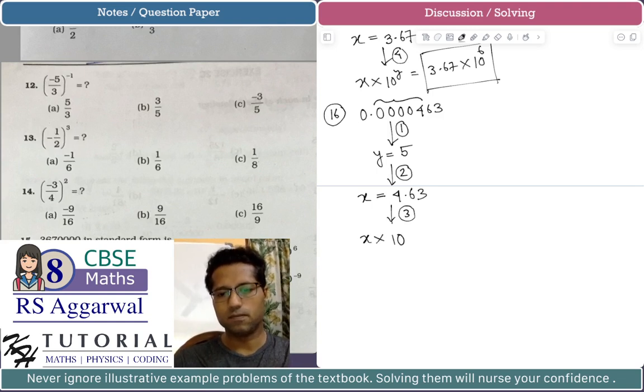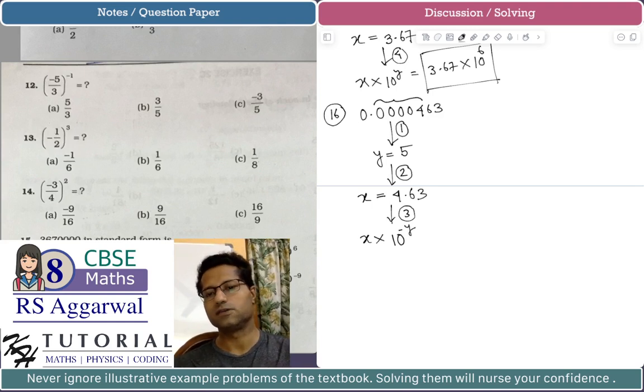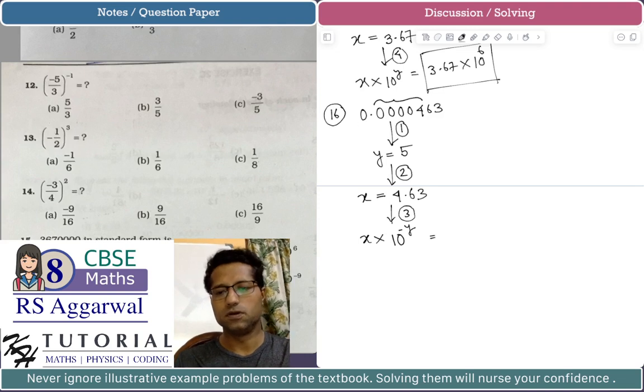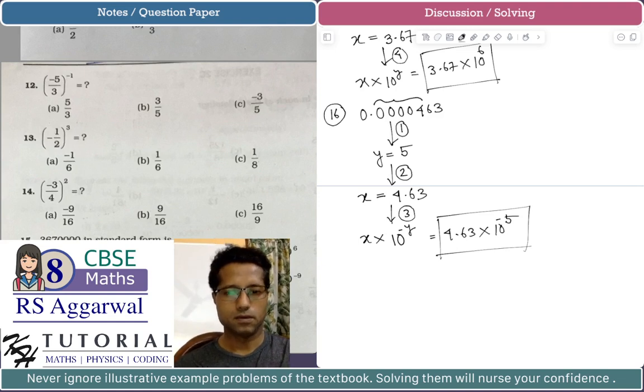And as a final step, the number in standard form will be x multiplied by 10 to the power minus y. Always, please do not make this mistake. It is x multiplied by 10 to the power minus y. And this is equal to 4.63 multiplied by 10 to the power minus 5. This is the number in standard form. And the answer is choice B.